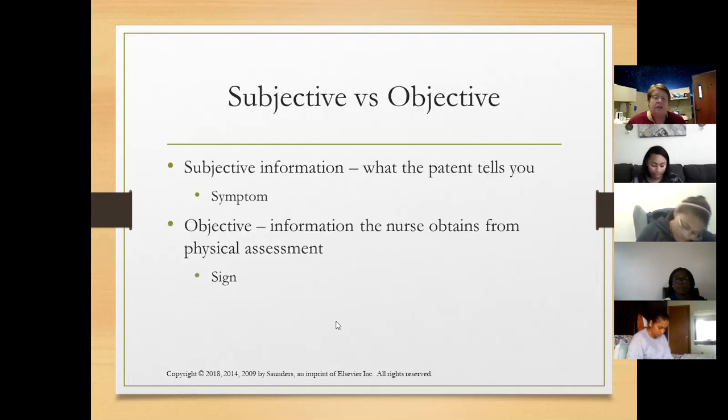Subjective versus objective. Subjective information is what the patient tells you. I have a headache. I have a stomach ache. I don't feel good. Anything that you cannot visibly see is subjective. Nobody who has a headache has headache pain printed across their forehead. You can't see it, you can't touch it, you can't feel it, you can't replicate it. That is subjective.